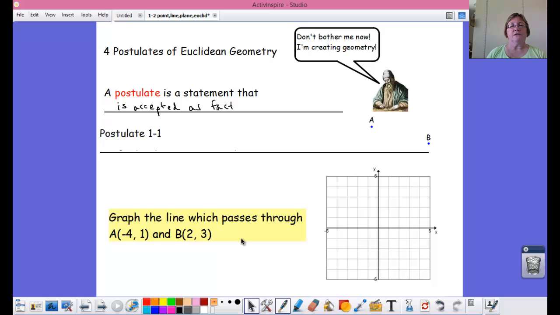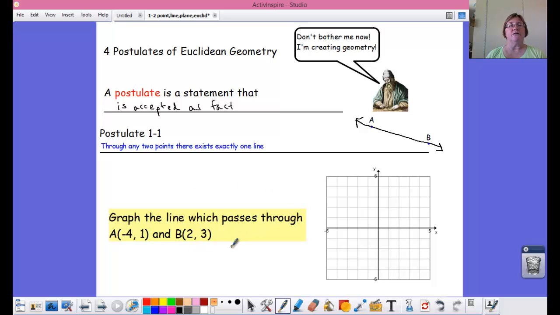And Euclid's first postulate concerns 2 points. What he had to say about that is, between any 2 points, or through any 2 points, there exists exactly one line. That is, since lines don't bend, if I want to catch both A and B, there's only one line that will do it, and I've pictured it right there.